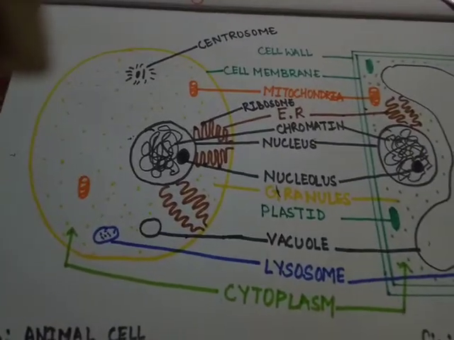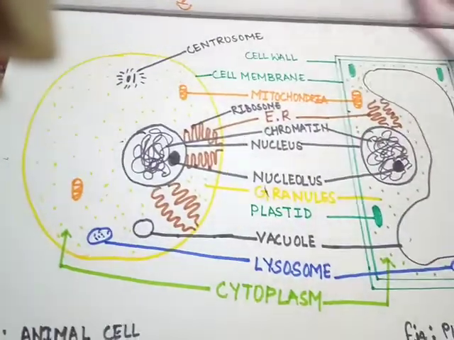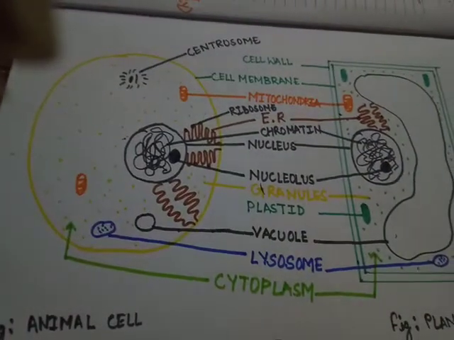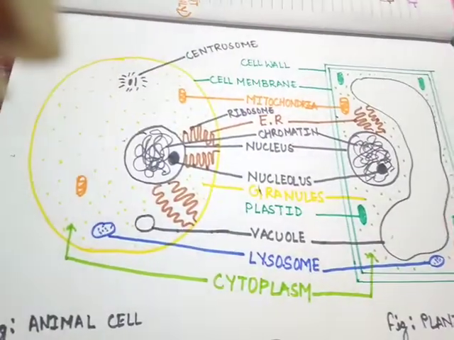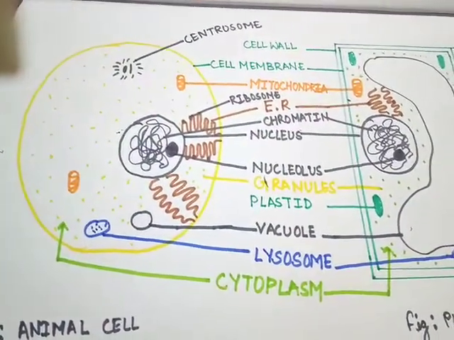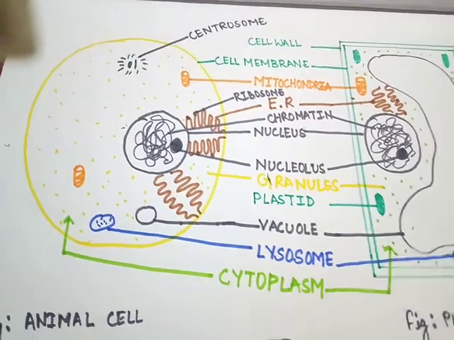Next one you can see is in black written as ribosomes. Ribosomes are found attached to the endoplasmic reticulum, or they are found lying in the cytoplasm anywhere. What is the function of ribosome? It helps in synthesis of the proteins.